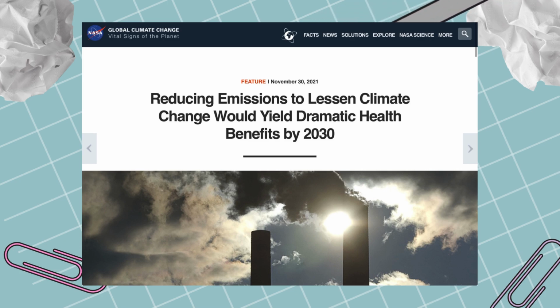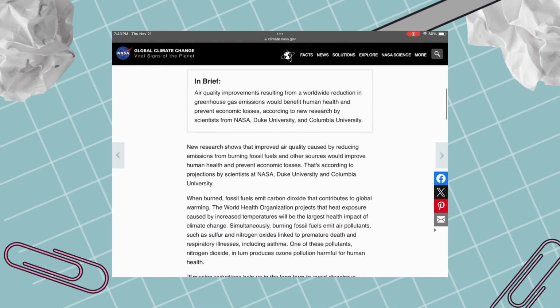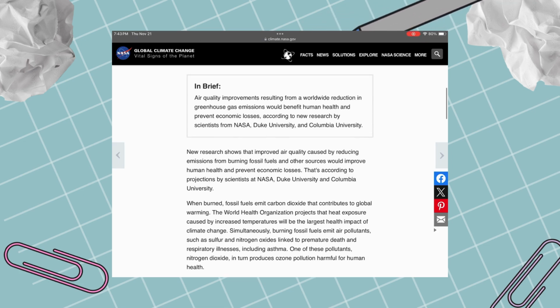Alright, let's get into reading the article. This article is called Reducing Emissions to Lessen Climate Change Would Yield Dramatic Health Benefits by 2030. Since the topic is the health benefits of reducing carbon emissions, I'll be using whatever evidence I find in this article to support my body paragraph on the economic benefits of reducing carbon emissions. Now I'm going to start reading the article.